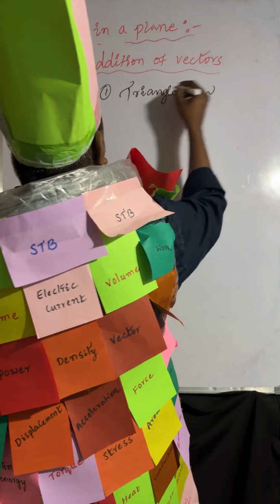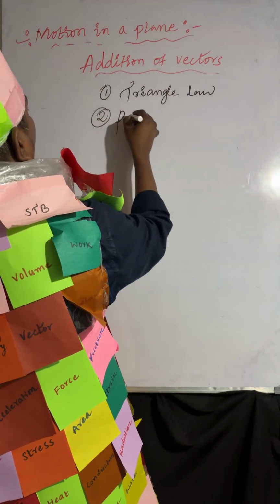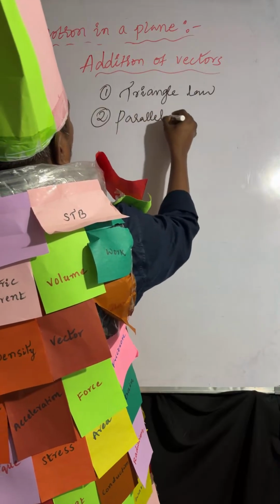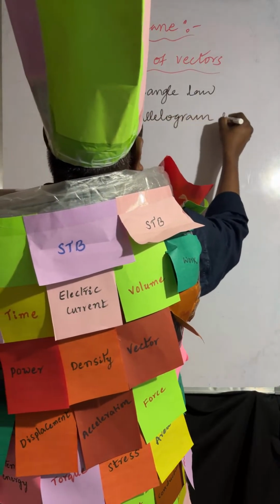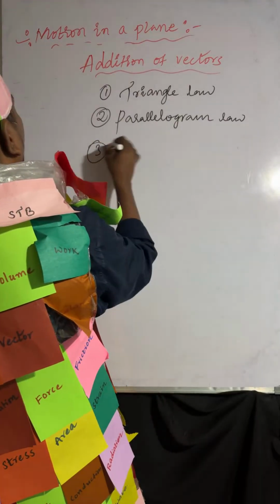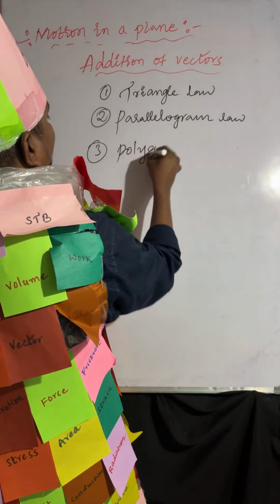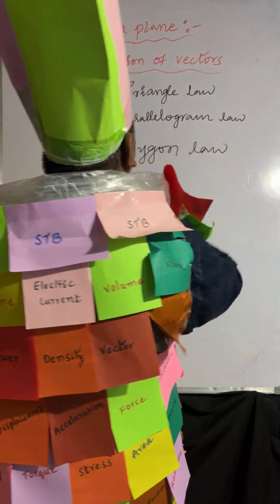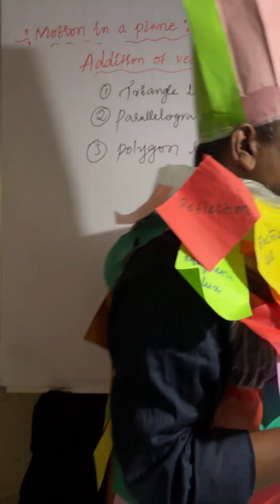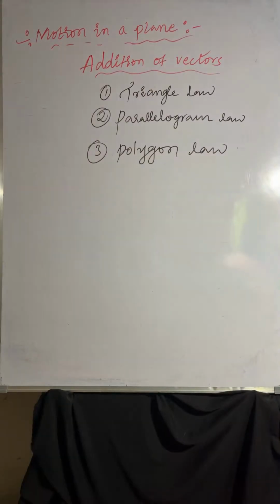Triangle law of vector addition. Next, parallelogram law of vector addition. And the third one is polygon law of vector addition. So these three we are discussing now: triangle law, parallelogram law, and polygon law.